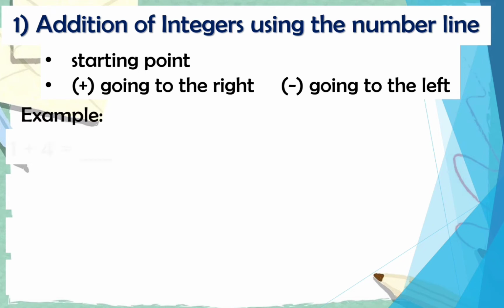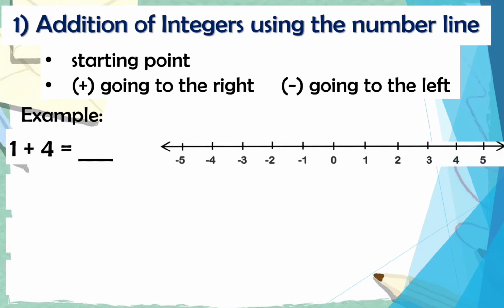So let's have an example. For the first example, we have 1 plus 4. Basically, you know already how to add this one kasi ito po yung lagi nating ginagawa. Nag-a-add ng mga positive integers. So 1 plus 4, alam nyo na yung sagot, that is 5. Pero paano ba kapag gamit ang number line? So let's have the number line.